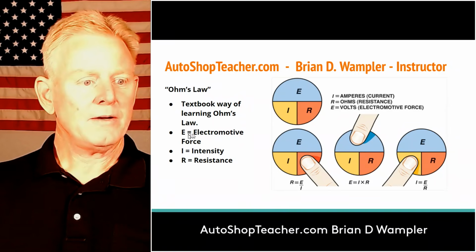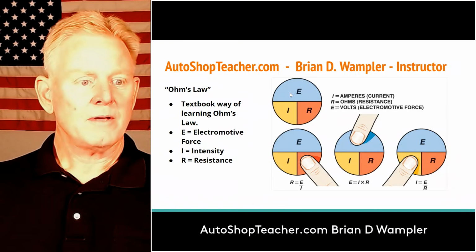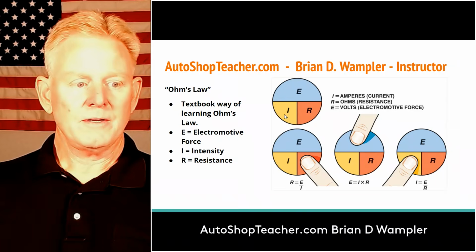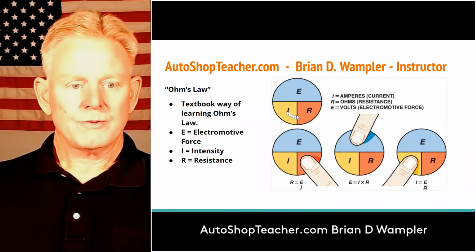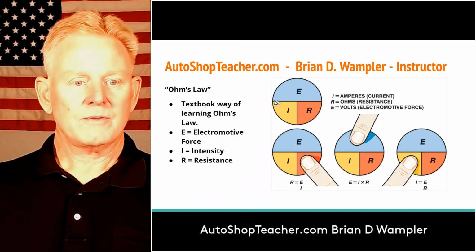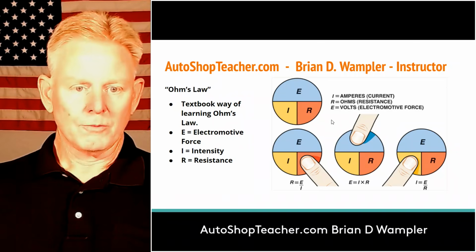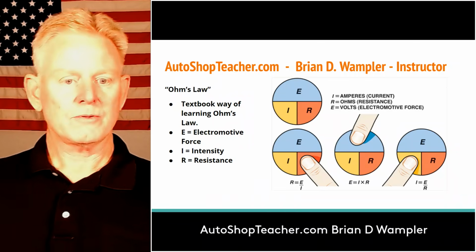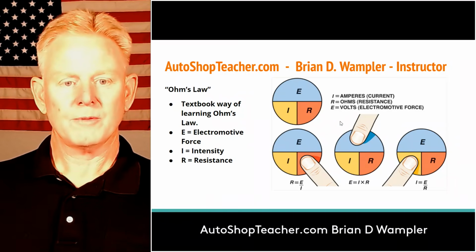So we see here that E, up here at the top of the circle, represents electromotive force. I is for intensity, and R is for resistance. And you use this circle, with this T drawn into it, to remember how to work Ohm's law. I'll show you another way to draw Ohm's law in a minute, but let's stick to the textbook way for a couple more minutes.